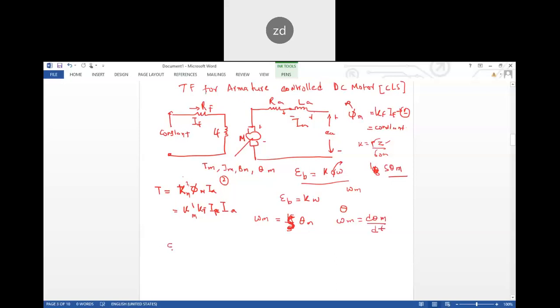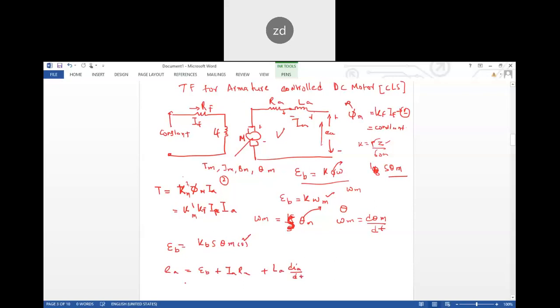Now I can substitute this omega m value in EB. I can write this equal to KB into S theta of m. In the Laplace domain this can be written as small s. It is not necessary, but you can write it. Now, can you write the differential equation here? You see here, EA is the term that is going in, the rest is all the fall in the circuit. So you can write EA would be equal to EB plus IA RA plus LA dIA by dt.